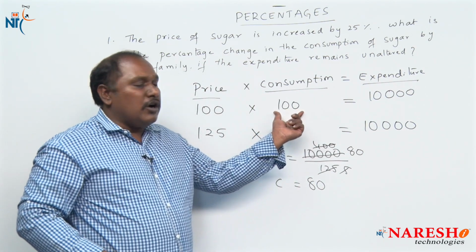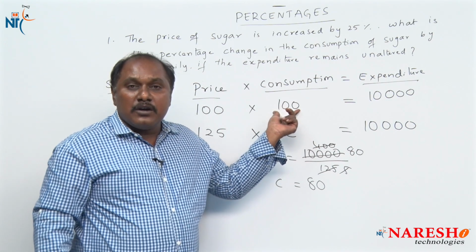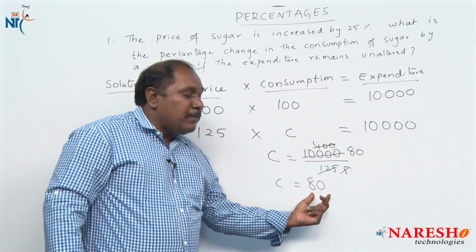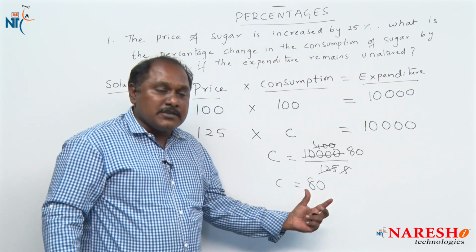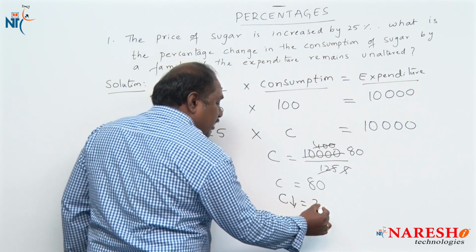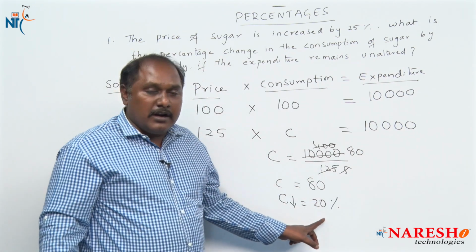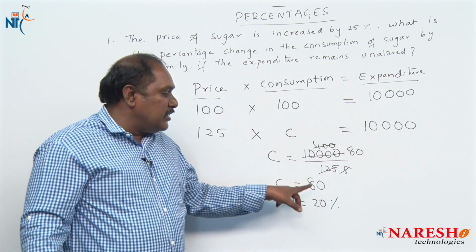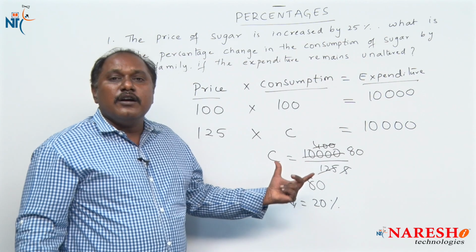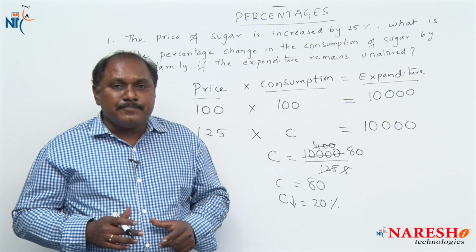Initially the consumption was 100. That is, the family was purchasing 100 kilograms. Now they are able to purchase only 80 kilograms. So we can clearly see the consumption decreases by 20%. Percent means per 100. So initial value is 100, now it is 80, so it is decreased by 20%. Now this is a second method to solve this problem.